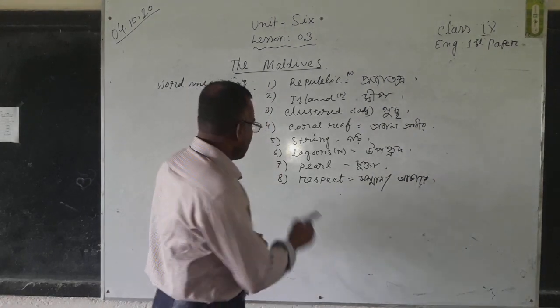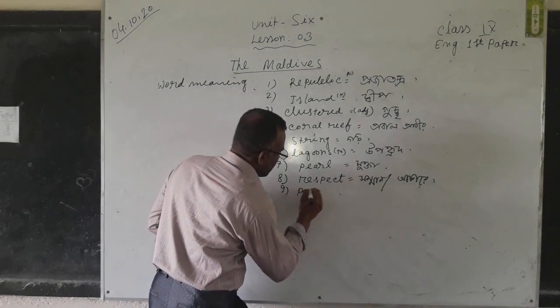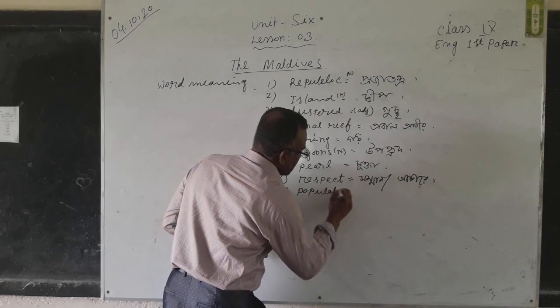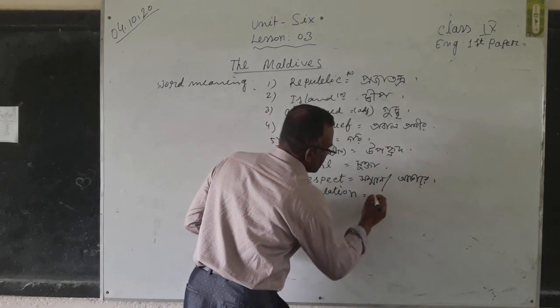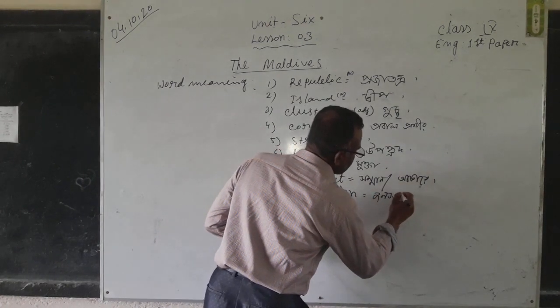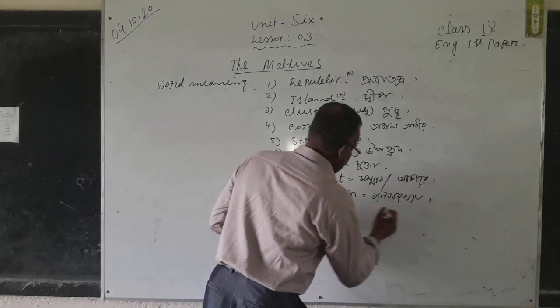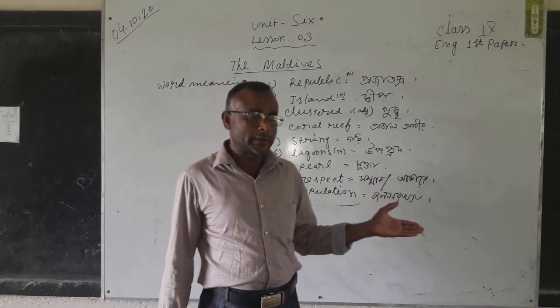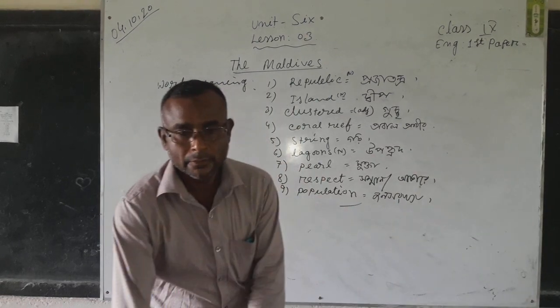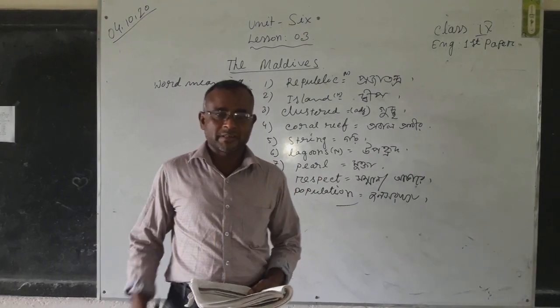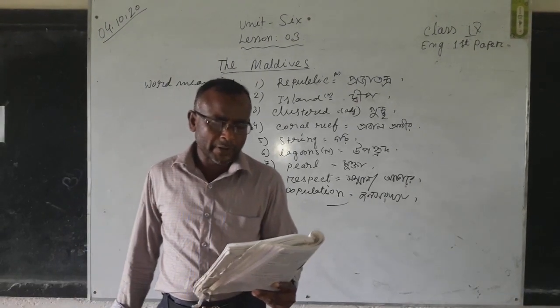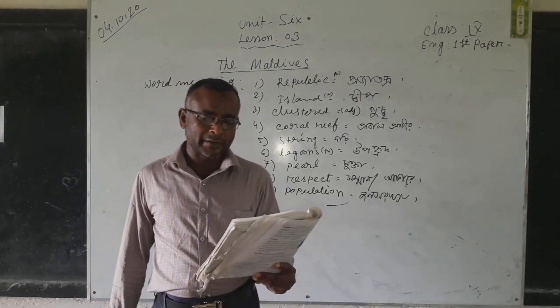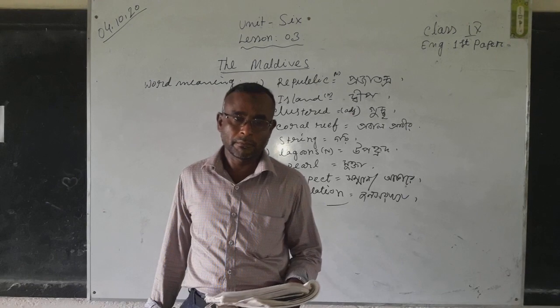Population, number 9, population, jonosongkha. Population, jonosongkha. Next we should read the passage very carefully. The Republic of Maldives is an island country in the Indian Ocean.